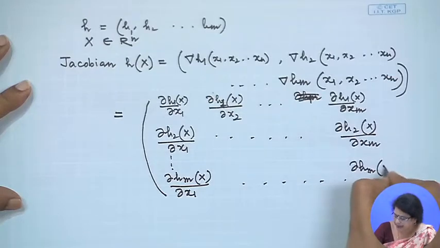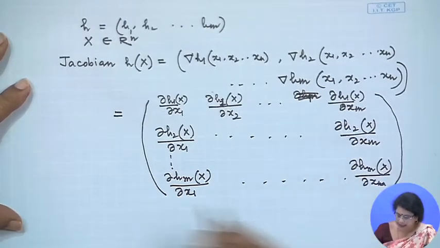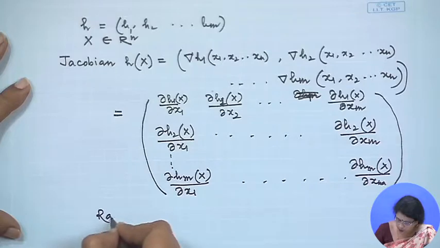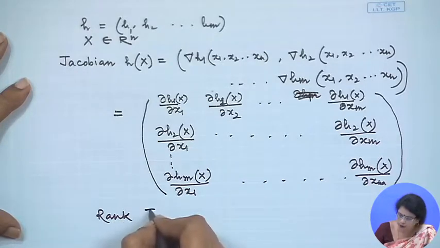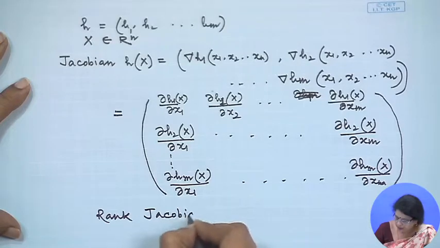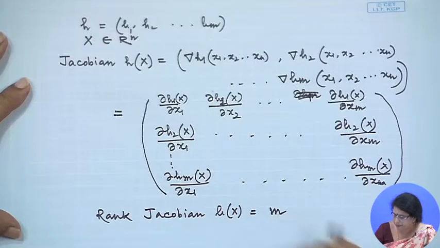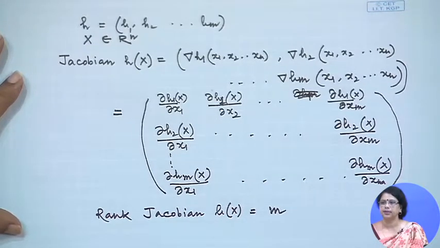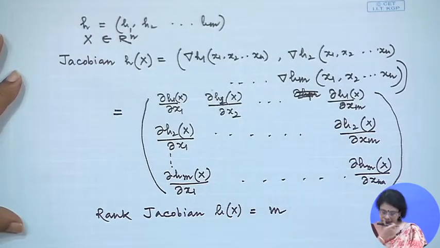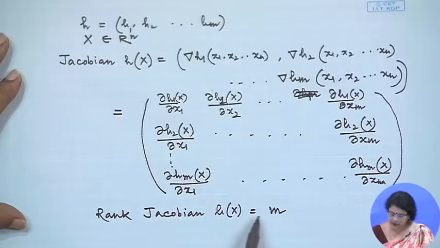Now, it has been said that this must be of full rank. That means, we should always find that the rank of the Jacobian of H(x) must be equal to m. Okay? This is the condition.